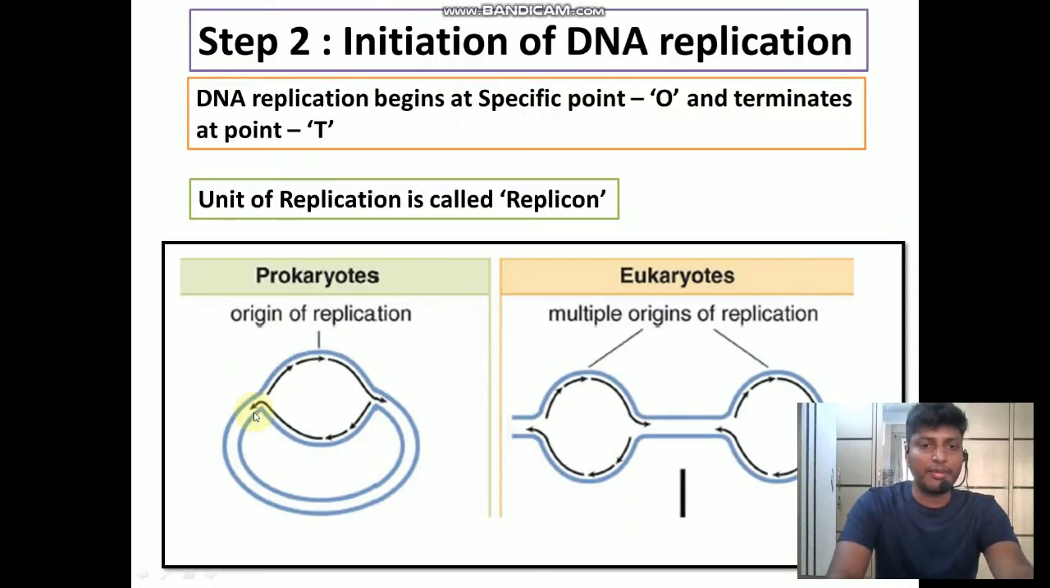Now this entire part wherein the DNA is getting replicated, right, from the point where it is starting till the point where it ends, this entire part of replication is known as the unit of replication, and it is also known as replicon. What is the unit of replication called, dear students? It is called replicon.